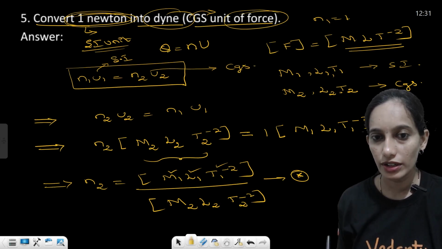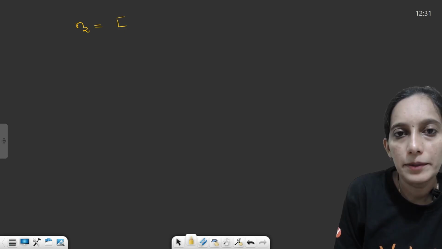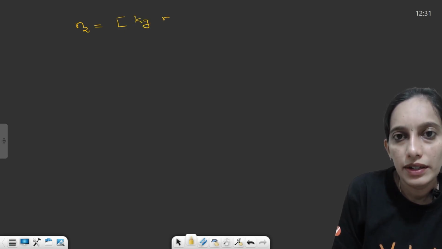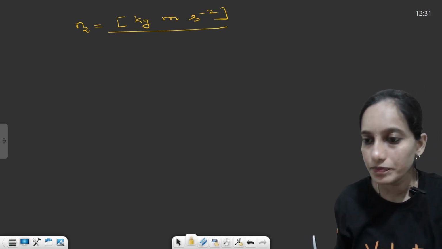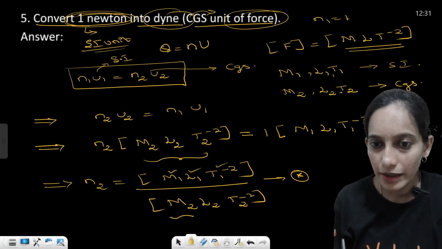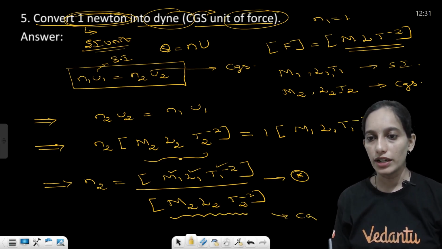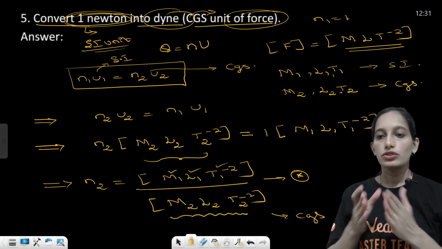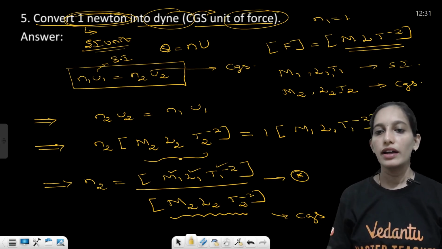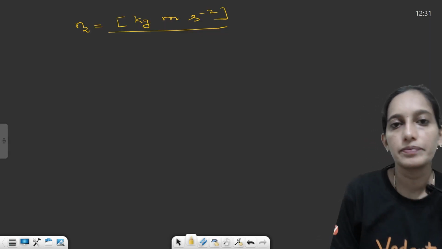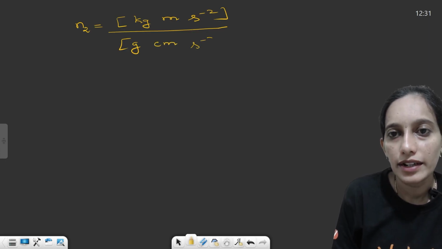So if we just write that down, n2 is equals to kg meter second minus 2 whole divided by m2 L2 T2 raised to minus 2. This is corresponding to the CGS system, right? We have assumed a CGS system. In CGS, mass is measured in grams, length in centimeter and time in second. So I will substitute that here: gram centimeter second minus 2.